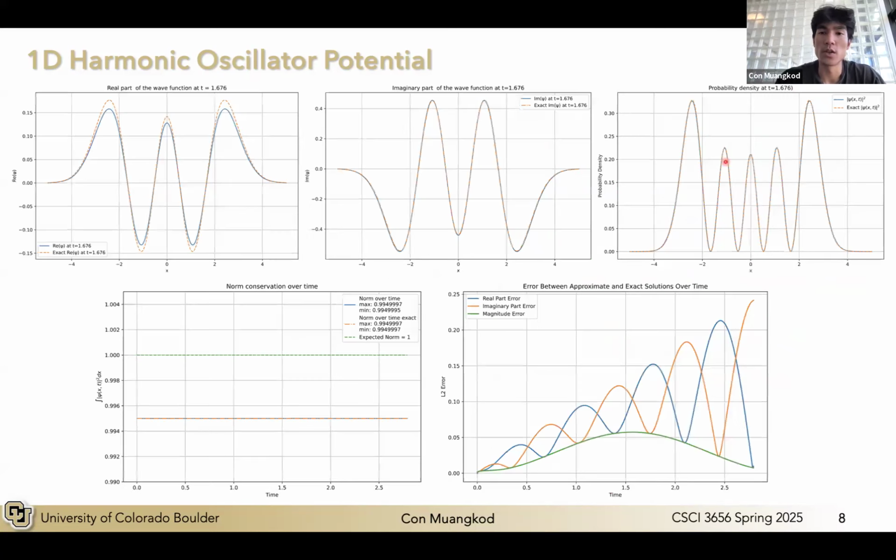So we can do the same trick of comparing the real part, imaginary part, and probability density of our approximation to the exact solution.